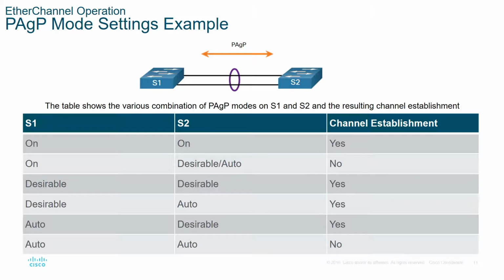We can see in this table the various different combinations of PAgP modes between two switches, S1 and S2. We can see that of all the different combinations, on on one side and desirable or auto on the other will not produce a channel establishment. Similarly, auto on both sides, in the passive mode, also doesn't provide channel establishment. Other combinations will though.